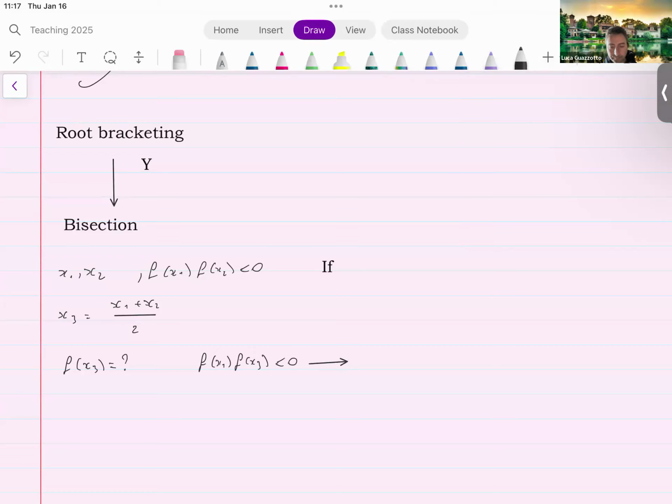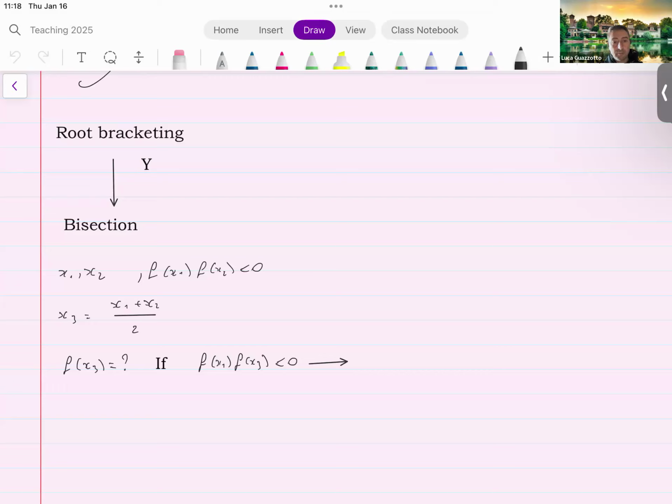Then I'm going to replace x2 with x3. Very straightforward.